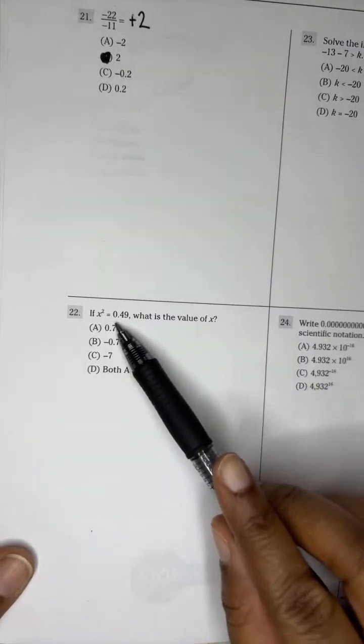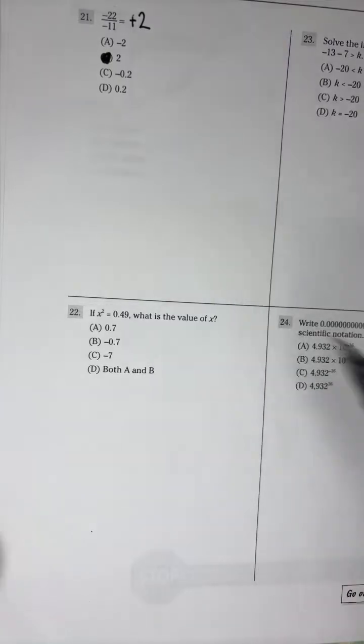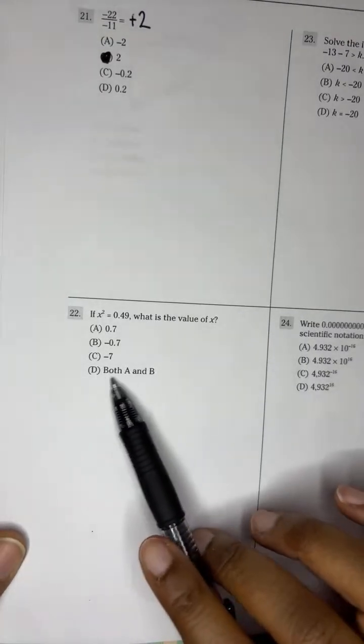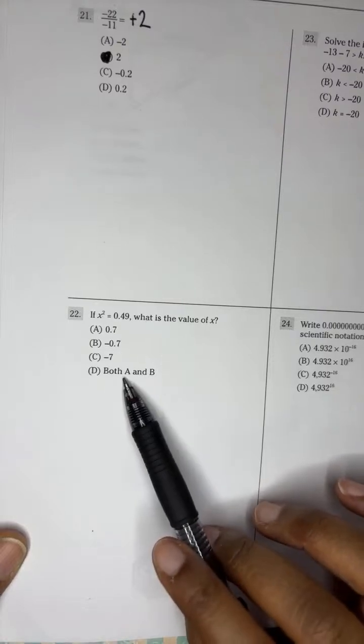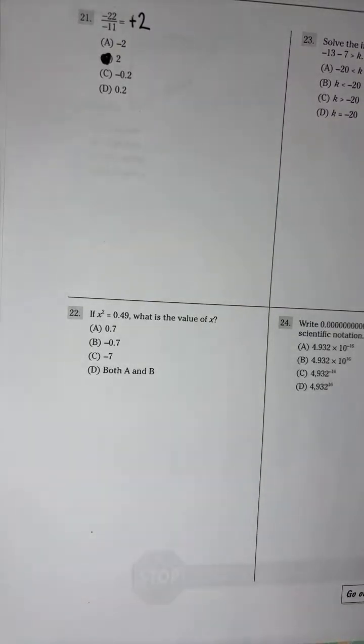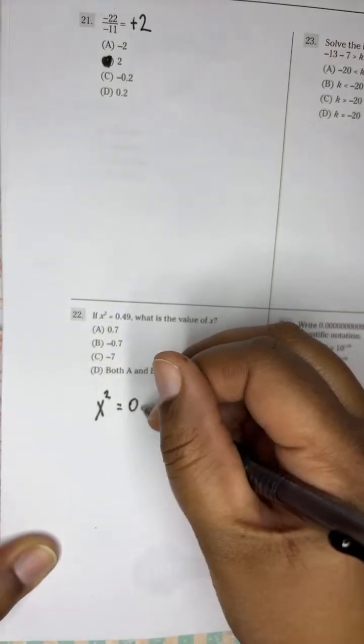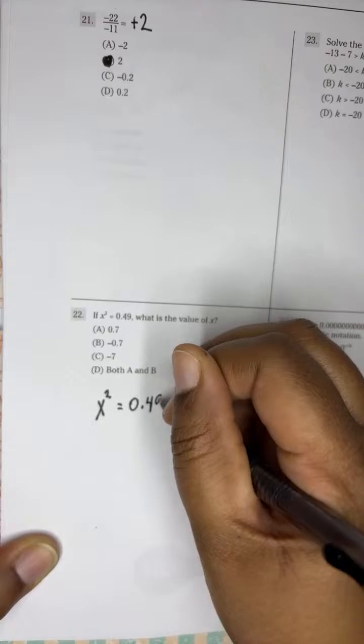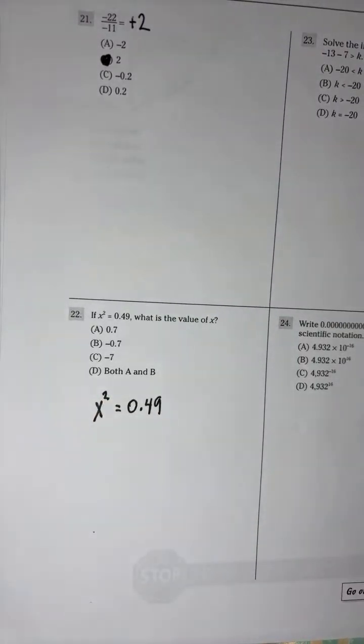If x squared equals 0.49, what is the value of x? Right? All right, so we have not seen this before. Both A and B. We haven't seen that on none of these problems that we have done, right? So that's a strong indicator. We might have to look at that. All right. Does anybody remember how to get rid of this power of 2? Does anybody remember what cancels out that power of 2?